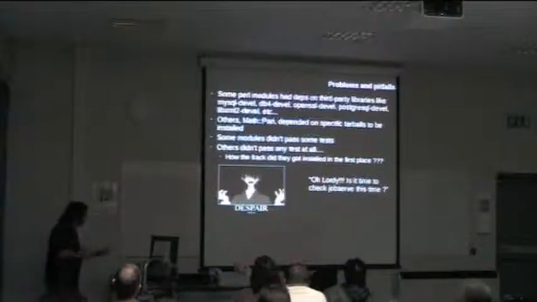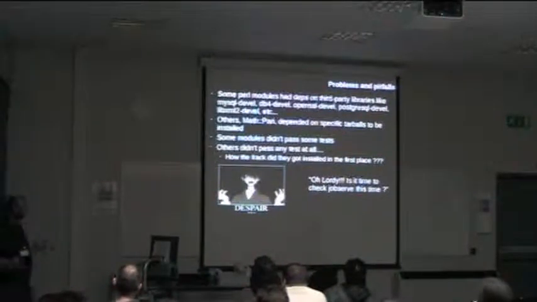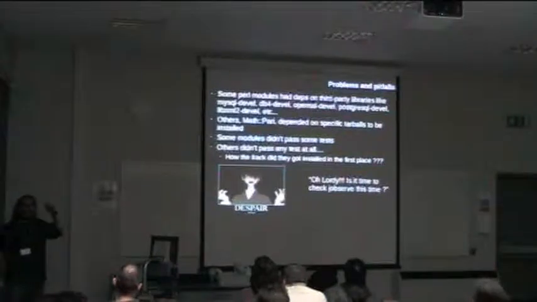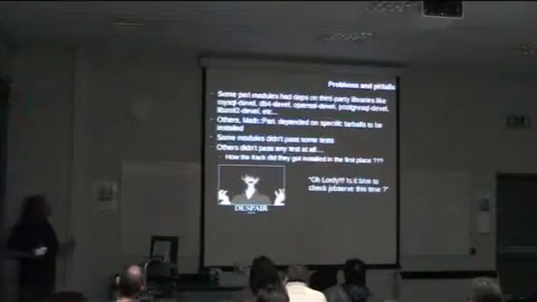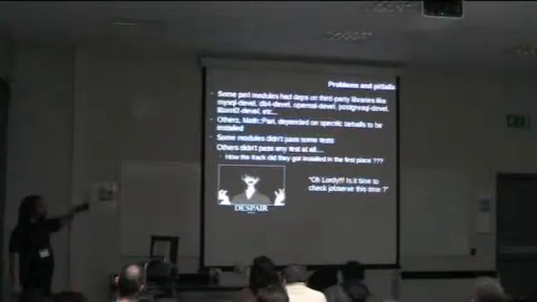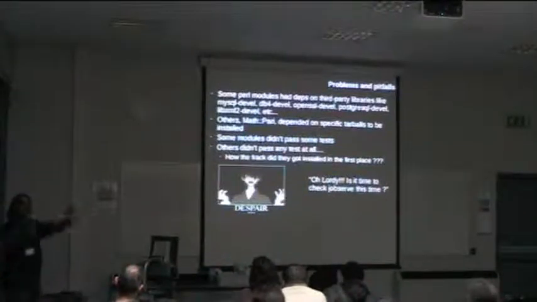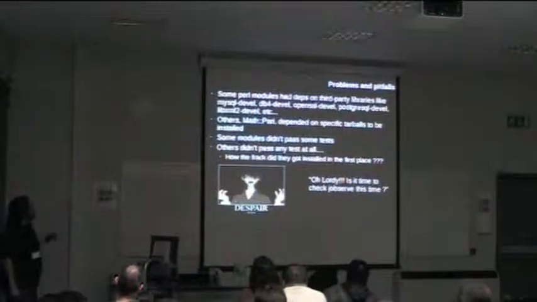More problems. A lot of these 618 modules have external dependencies, like MySQL libraries, OpenSSL libraries, Postgres. All these libraries have to be present in the system where we're building our Perl and all our dependencies. Otherwise, the dependencies won't build at all. For instance, Math::Prime depends on a specific library, the prime library, which we have to download and install in the system so that it can be successfully compiled and installed.